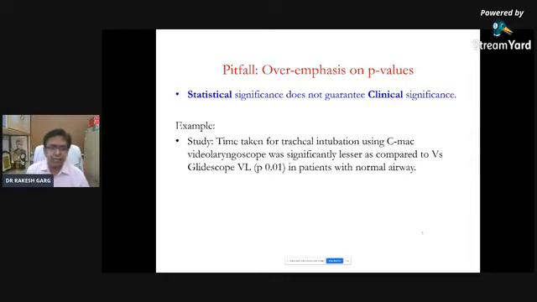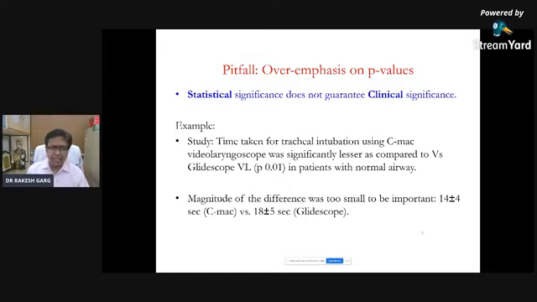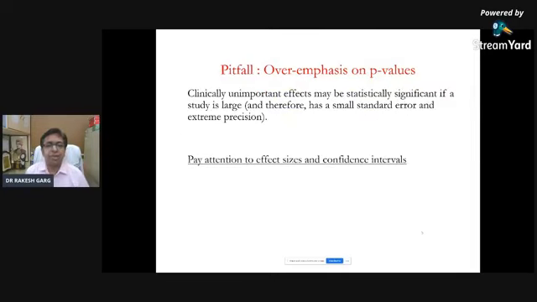You can see the p-value is 0.01. But let's see the data. The difference between was 14 versus 18 seconds. So for a normal airway with normal lung, a difference of 4 seconds may not be of any clinical significance, but the p-value is significant here. So this means if you get some p-value which is significant, don't conclude that this is better than this. Always try to look for the clinical significance also.